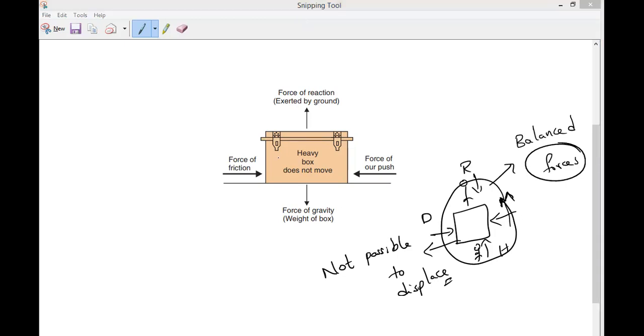For example, you can see in this picture. Are you able to see this picture? What is mentioned here? Please, all of you respond. Heavy box. Understand? The heavy box does not move. Why? You can see.